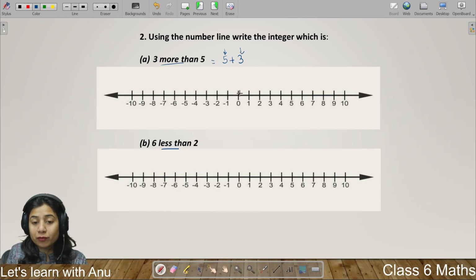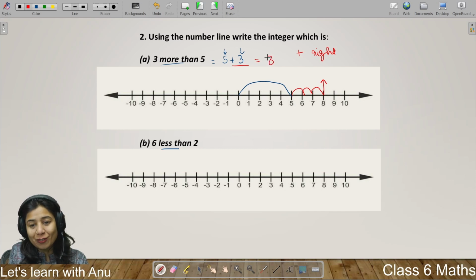So let's jump to the first number, from 0 to 5. Then plus 3. Plus 3 means we are going to move in the right direction, right? So how many steps? 3 steps. 1, 2, 3. So the answer comes out to be positive 8.